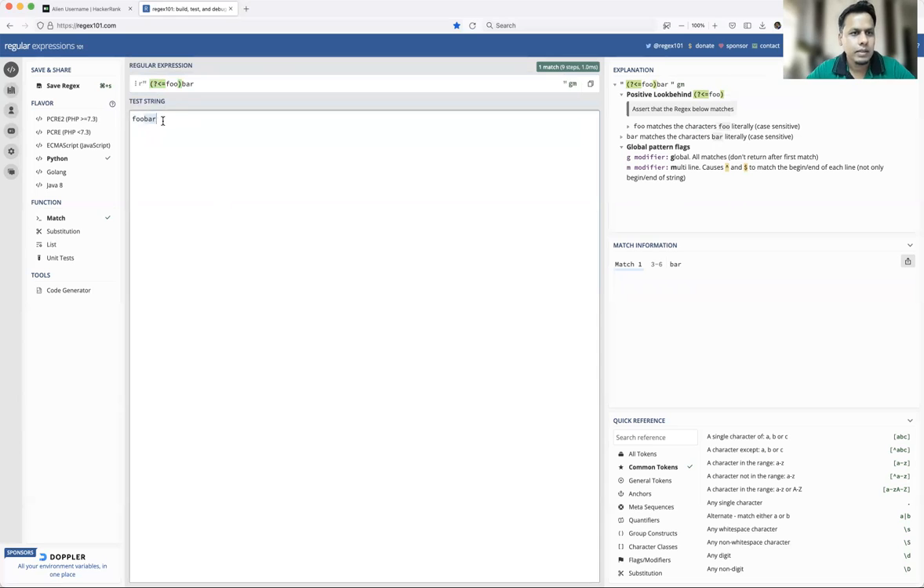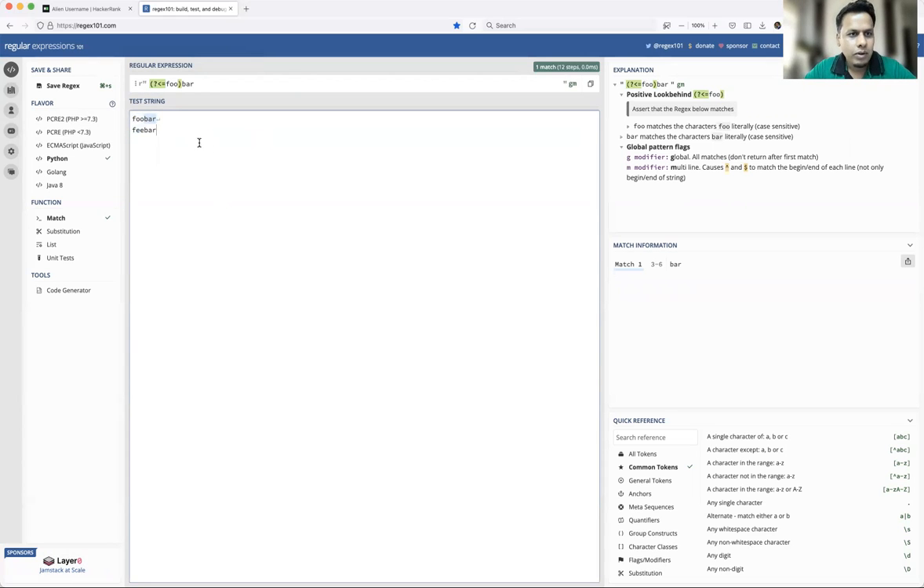You see here, foo bar. Let's say we have phi bar. No, so bar is present, but before that foo is not present. That's why it is not finding. Okay, so that is what is our negative look ahead. So guys, remember, sorry, not negative, it is a look behind, positive look behind. So you are finding the right word but looking behind. Okay, and earlier we were finding the right word by looking ahead.